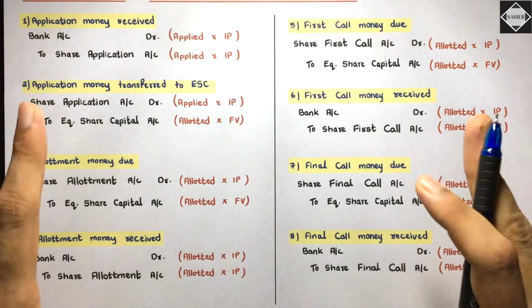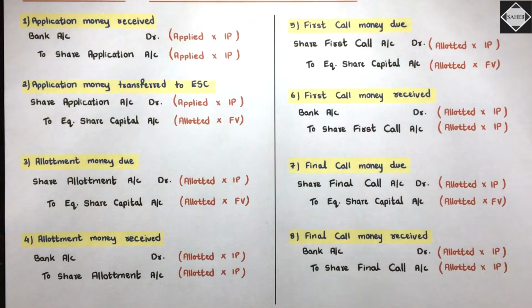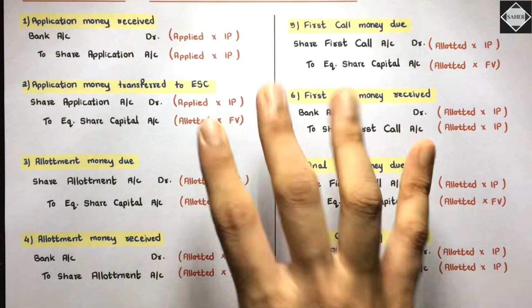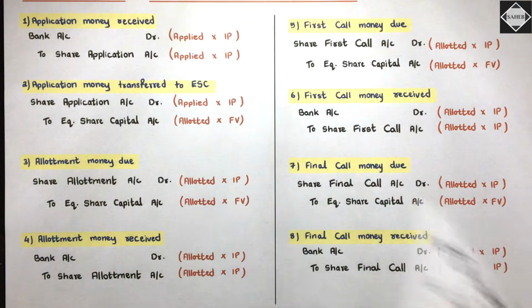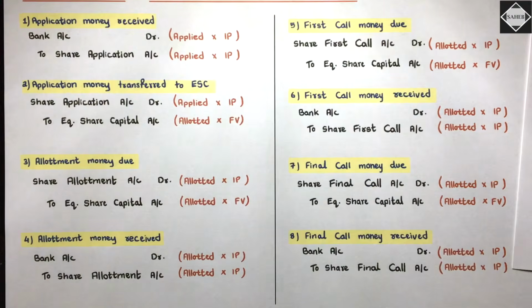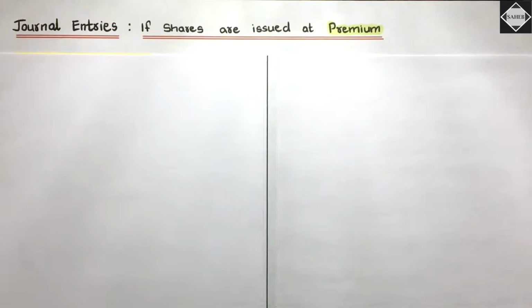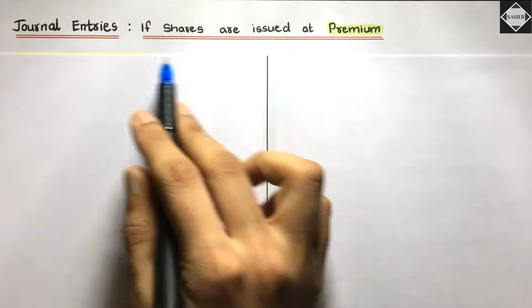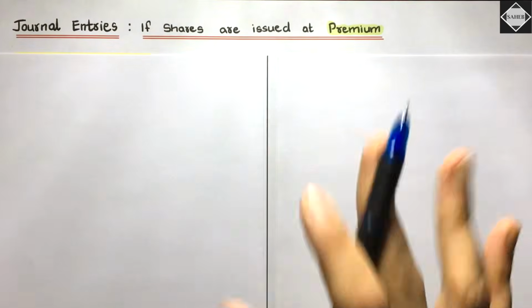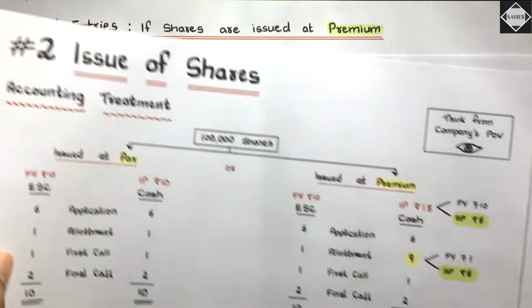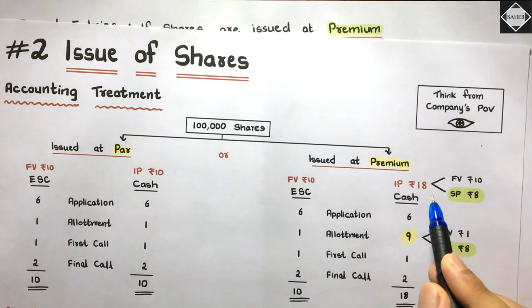So these were the journal entries if the shares are issued at par. Okay, now let's just see the journal entries if the shares are issued at premium. Then you will have more clarity. Okay, let's go there. Now see here we have the journal entries if shares are issued at premium. Really simple. The second case, the face value is rupees 10 but the issue price is 18.